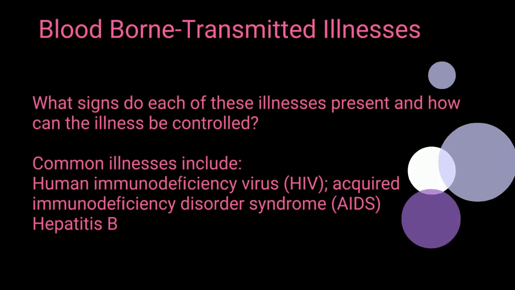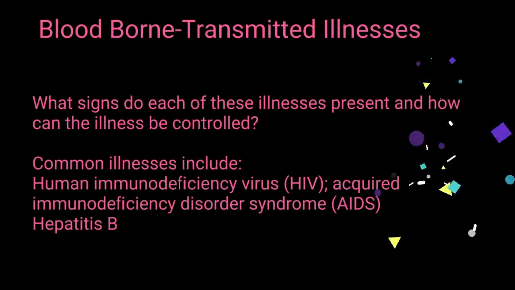Blood-borne transmitted illnesses. What signs do each of these illnesses present, and how can these illnesses be controlled? Common illnesses include human immunodeficiency virus, or HIV, acquired immune deficiency syndrome, AIDS, and hepatitis B.